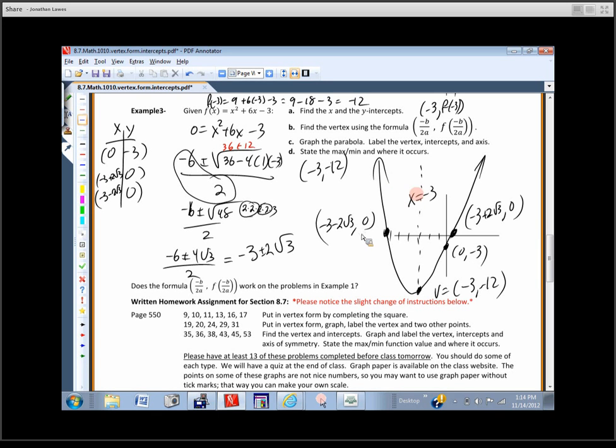Any math teacher would be thrilled if you could do this on a test because you'd get it all right. Okay, any questions?